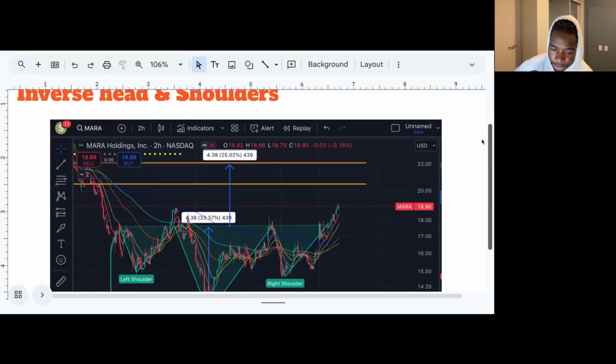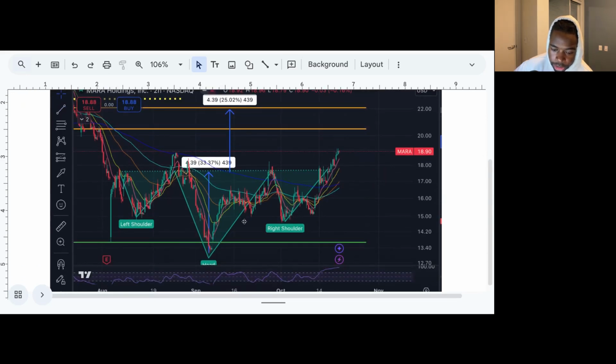All right, the head and shoulders pattern. This one is an inverse, because the head and shoulders pattern is usually face down. This is face up. Okay, you know what I mean. Anyways, we have this neckline here. Oh, computer's about to die.